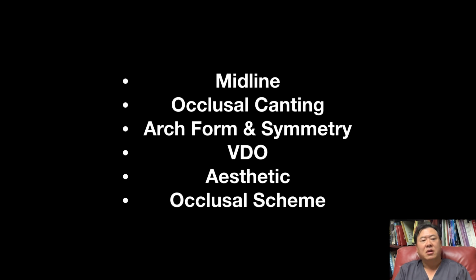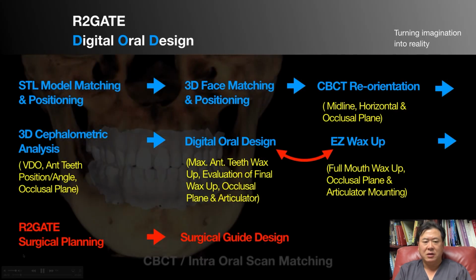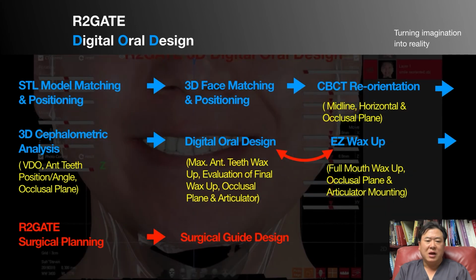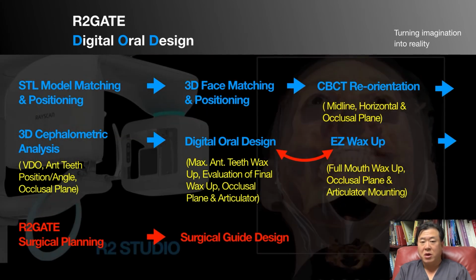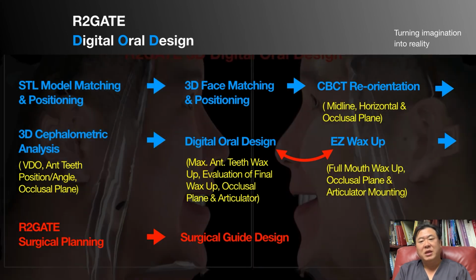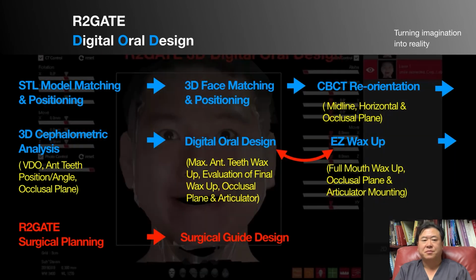Let me summarize the whole presentation here. For full mouth reconstruction, we have to consider all these factors carefully. Midline, occlusal canting, arch form and symmetry, VDO, aesthetic, and occlusal scheme have to be all considered carefully. And if you use and follow all the steps in R2GATE digital oral design software, all the important factors that I mentioned will be taken care of completely.